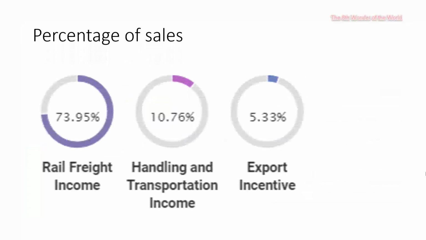The percentage of sales, so you can see the rail freight income contributes to 73.95%. Handling and transportation income is 10.76%, and export incentive activities are 5.33%.